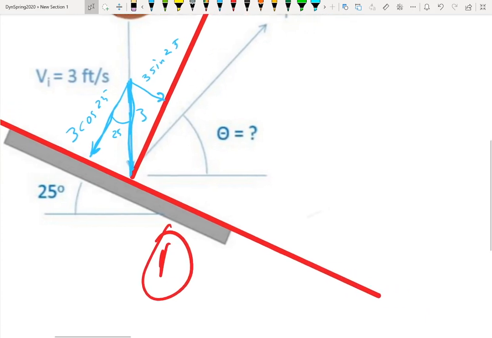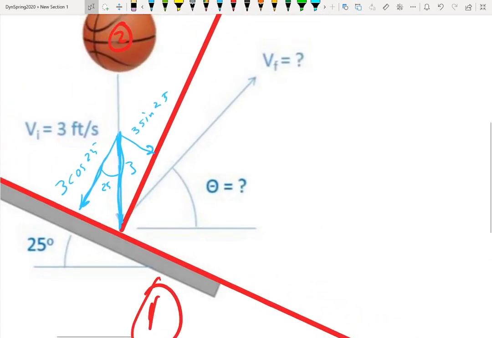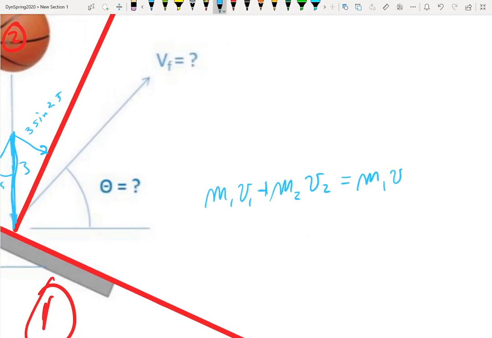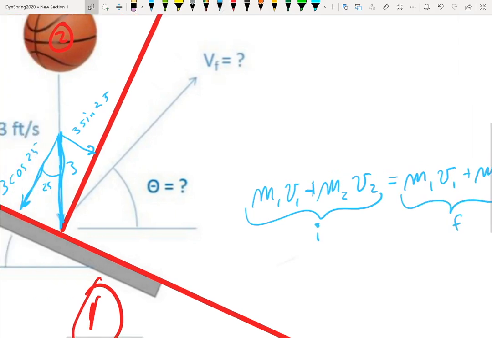Okay, so M1 V1 plus M2, which is the basketball, V2 equals M1 V1 plus M2 V2, where this is the initial and this is the final.